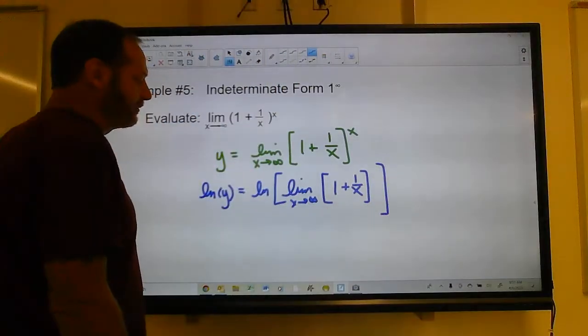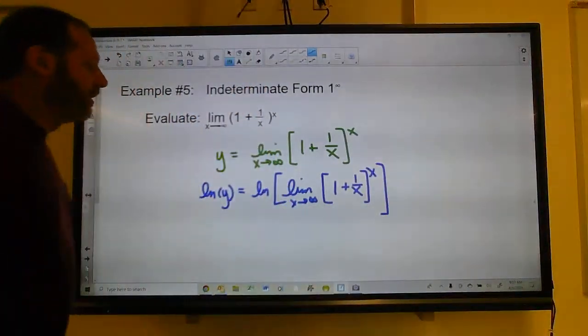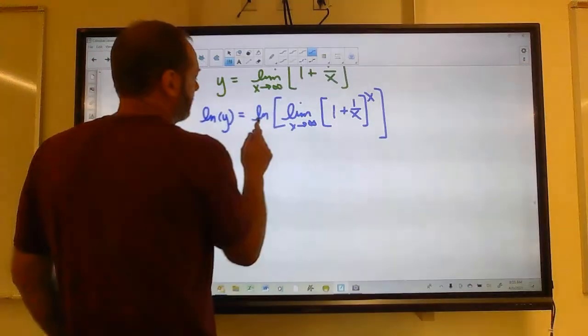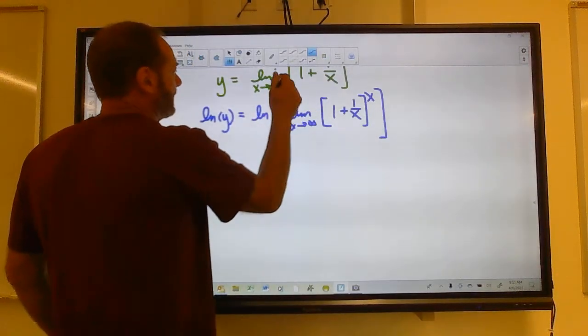Okay, now, well, here's the x right there. Why would I want to do that? Okay. First thing I'm going to do is I can move the natural log inside the limit.